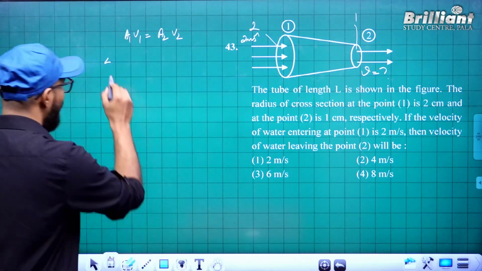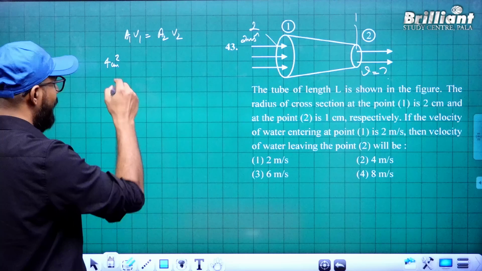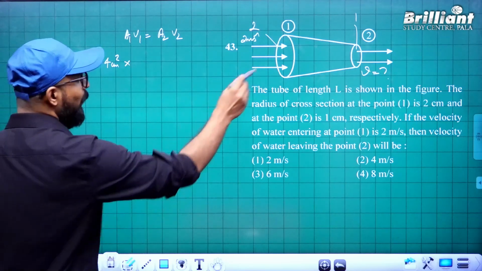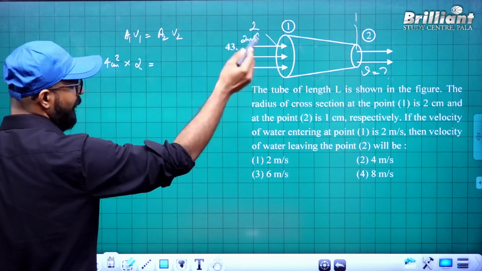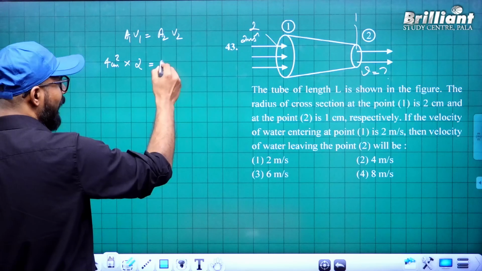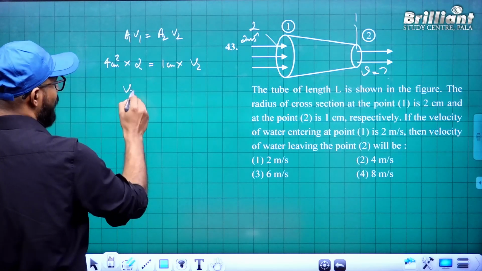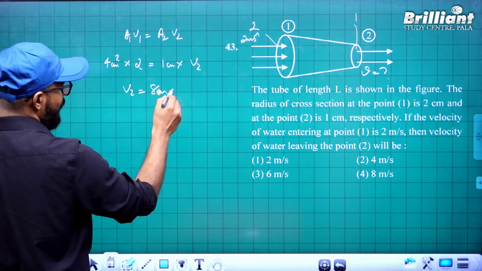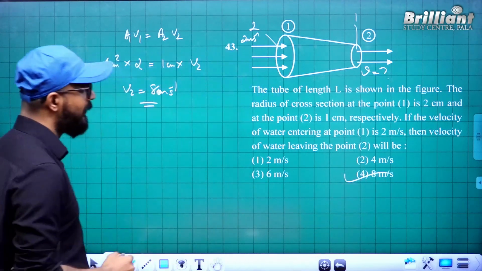2 centimeter the whole square, that will be 4 centimeter square, into, what is the velocity over here? 2 meter per second. What is the area on the other side? 1 centimeter square, that will be into V2. So what is V2 equal to? 8 centimeter per second. Yeah, the answer is 8.